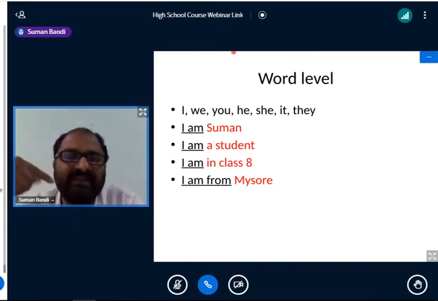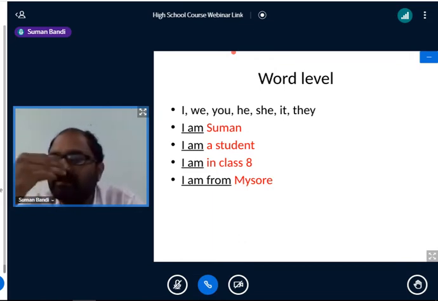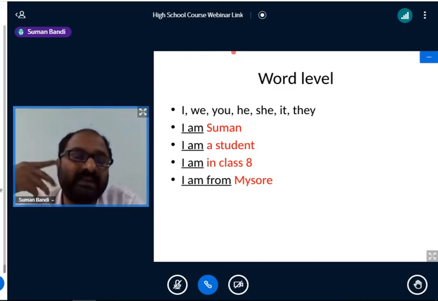So for every pronoun that I have to teach my students, this is how I have to identify context and make them use the sentences in a real way, where either they are making sentences about themselves or they are making sentences about their friends.